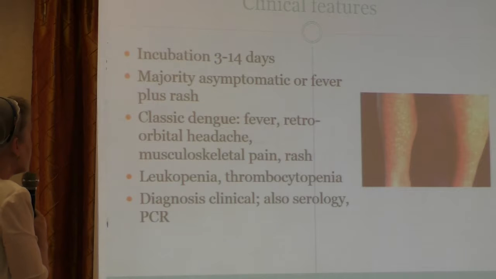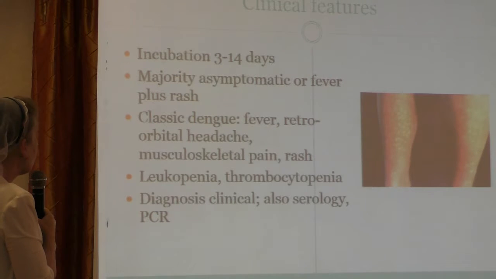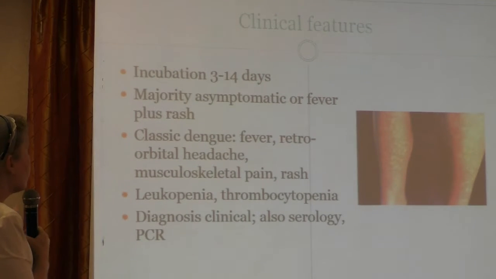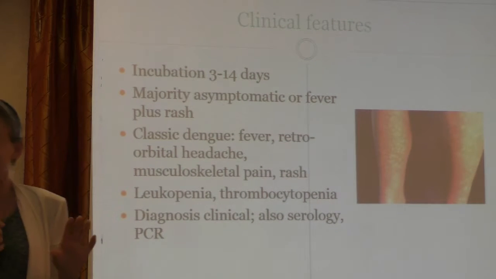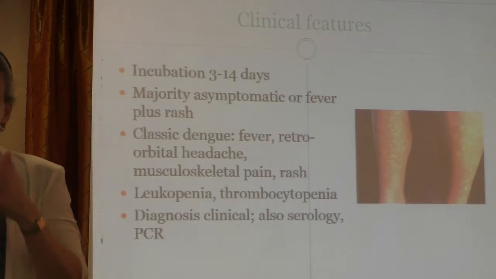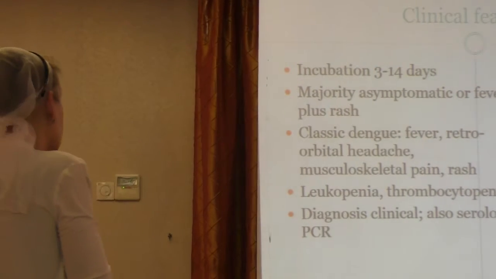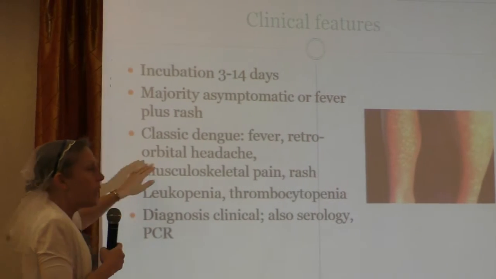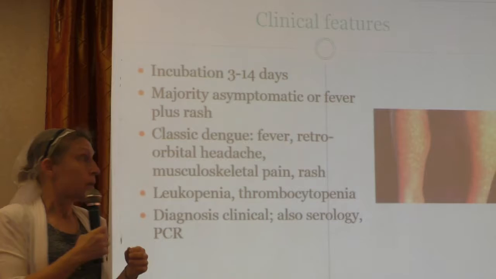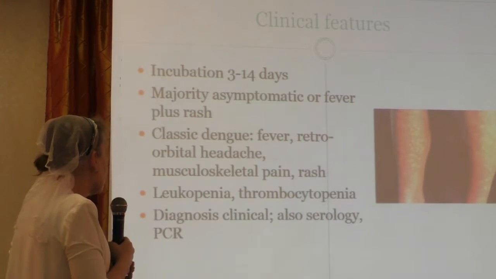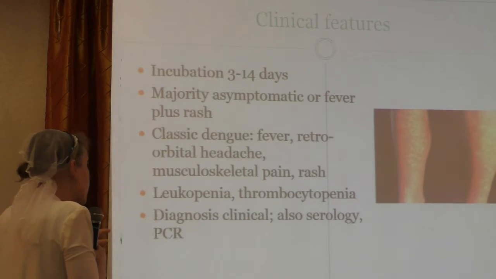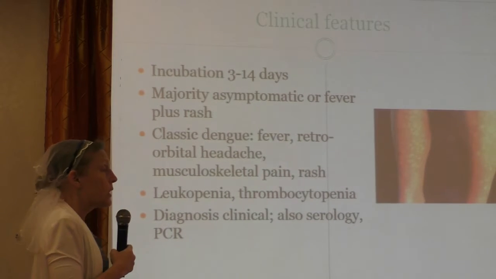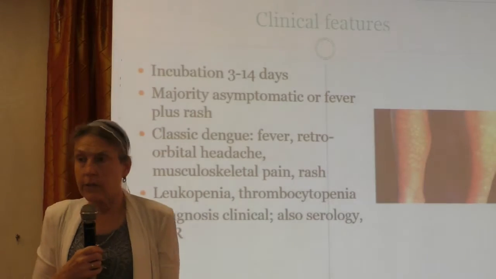All right, so people, again, incubate for about 3 to 14 days, and most of the patients are asymptomatic or have a fever plus a rash. Have we heard that before? Fever and rash, rash and fever. That's what you're going to see. So the classic dengue is fever, a retro-orbital headache back here, okay, musculoskeletal pain, and a rash. Leukopenia, thrombocytopenia, and the diagnosis is usually clinical, although serology is very helpful.